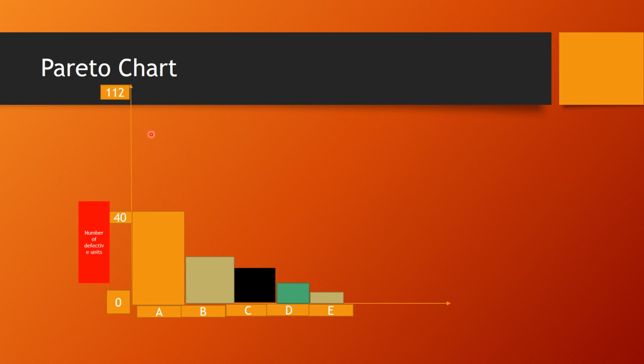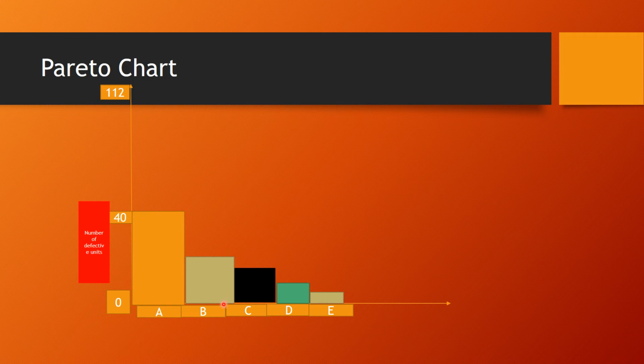Now you can see on the left hand side the scale 0 to 112, the left hand vertical axis. The scale goes to 112, the overall total, and that denotes the number of defective units. On the x-axis, we label our defects. The first defect is A. The height of this bar denotes that defect. The height of this bar should be 40, that is the frequency of that defect. Therefore, we draw a bar having that height.